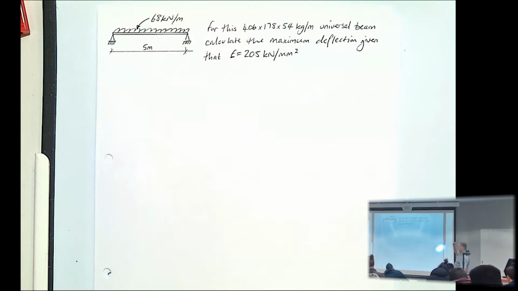So we've got a beam, simply supported, 68 kilonewtons per metre. You're given the type of beam and you're asked to calculate the maximum deflection, given that the E value, so it's a steel, is 205 kilonewtons per millimetre squared.